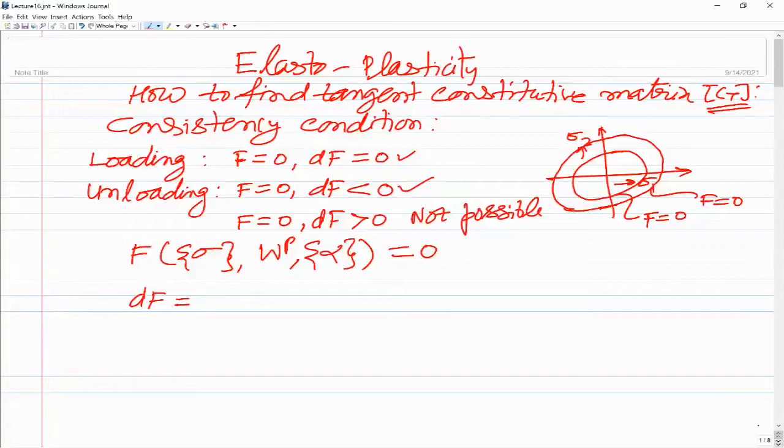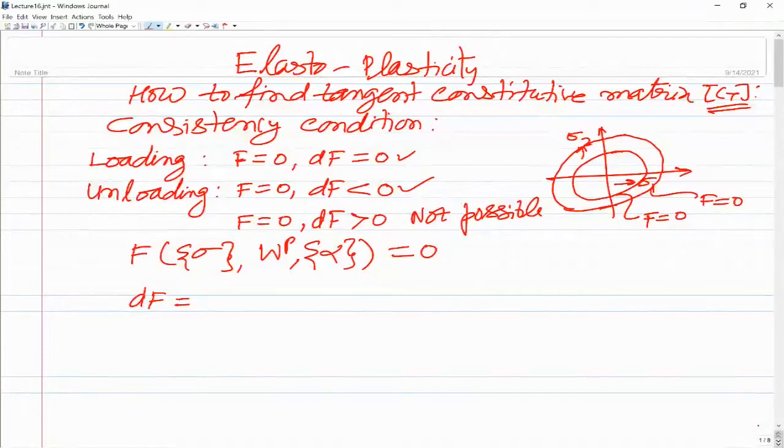Because F is always zero during the loading state. At every loading step, when there is continuous yielding of the material, elastoplastic deformation, you are always on F equal to zero. So that is why when you look at the change in F, that is zero. If it is isotropic hardening, then the yield stress would be changing. If it is kinematic hardening, then the back stress alpha would be changing. And if it is mixed hardening, both will change.